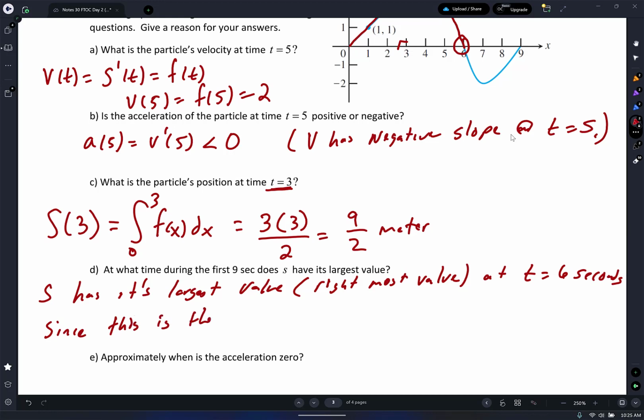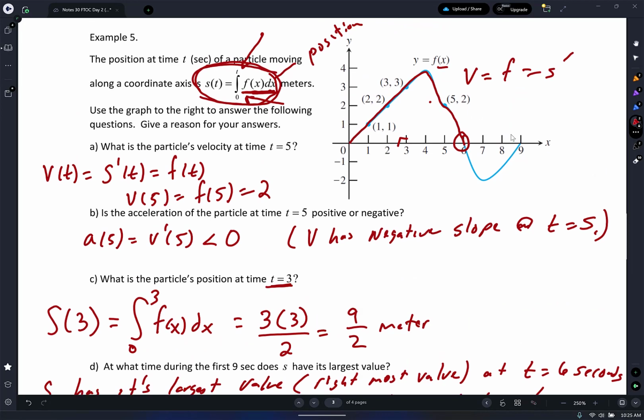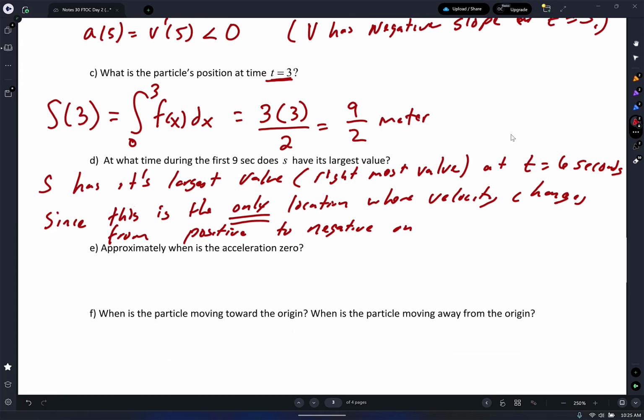This is the only, I'm going to underline only twice, location where velocity changes from positive to negative on this specific interval, or did they tell me anything about my interval? On the interval [0,9], period. And I put brackets on the 0 and the 9.